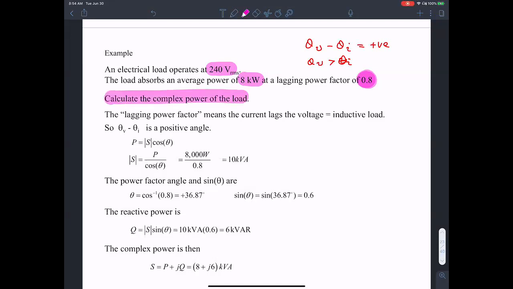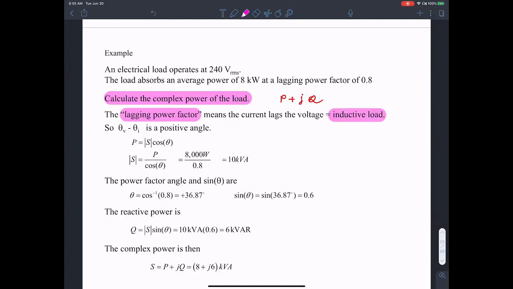So we are asked to find the complex power of the load. So we are expected to find P plus j times Q. That is what we are after. As you will see, the final result is P plus j times Q. So we have to individually find the P value and the Q value. It's a lagging power factor, which means the current lags the voltage, or an inductive load. Like I mentioned earlier, theta V minus theta I is positive.